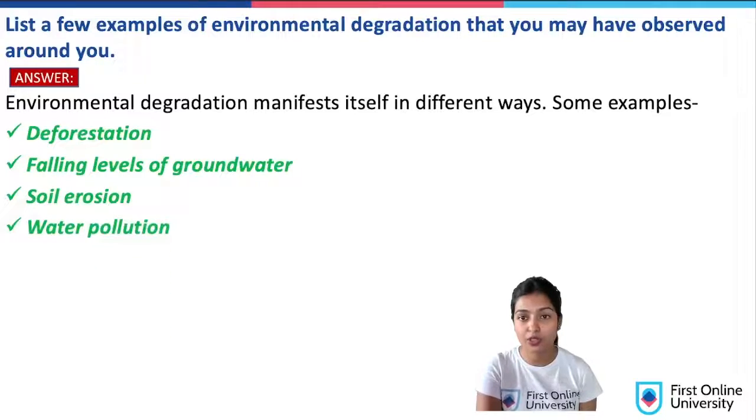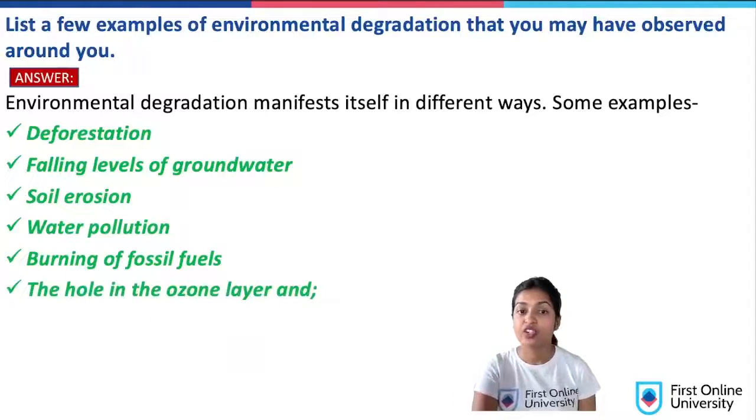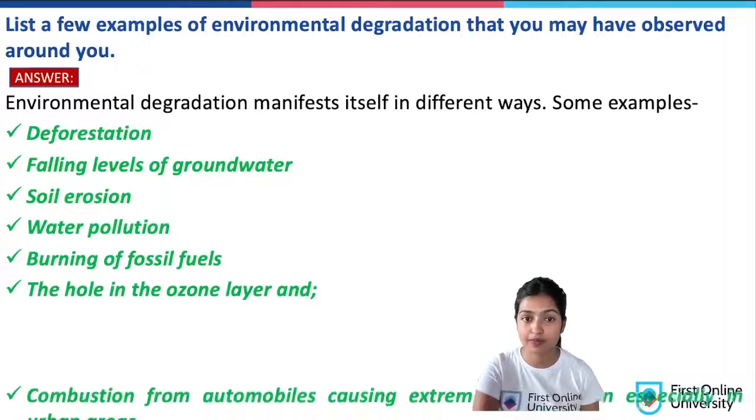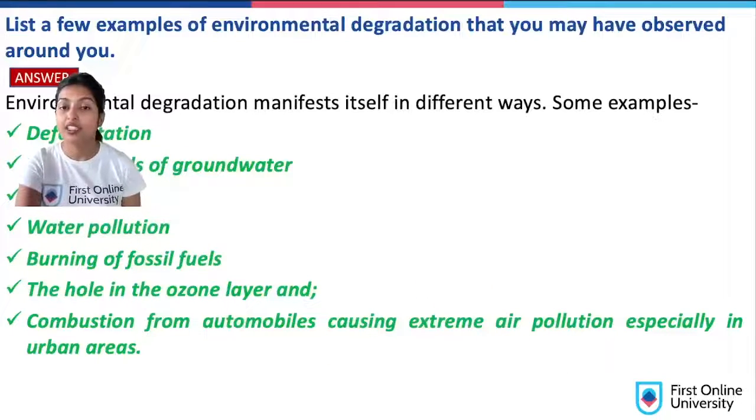There is definitely water pollution. For example, industries, after they are done with their manufacturing processes, release wastewater back into the rivers. Then there is the burning of fossil fuels, that is, you are burning coal every day in order to produce electricity, and that is leading to a lot of pollution in the environment. That is not good. Then you have the hole in the ozone layer that you have heard about. It is also called the ozone hole, which was discovered in Antarctica first. Then you have combustion from automobiles causing extreme air pollution, especially in urban areas.